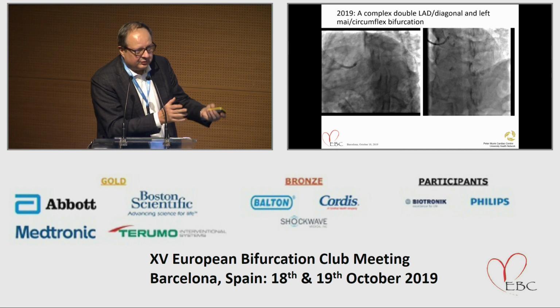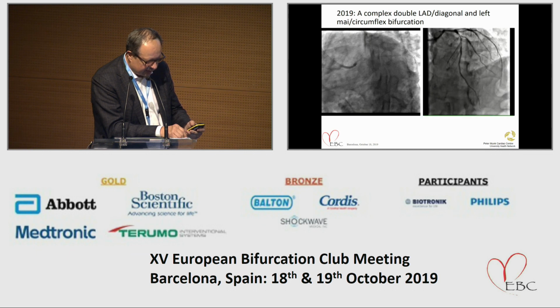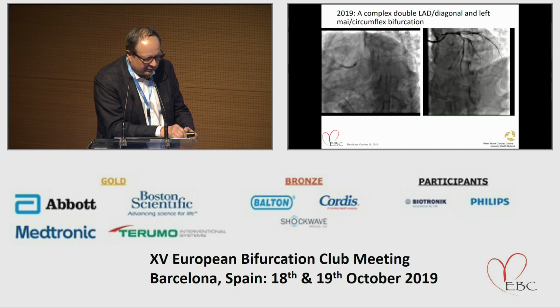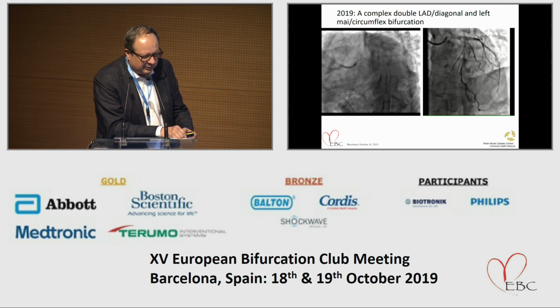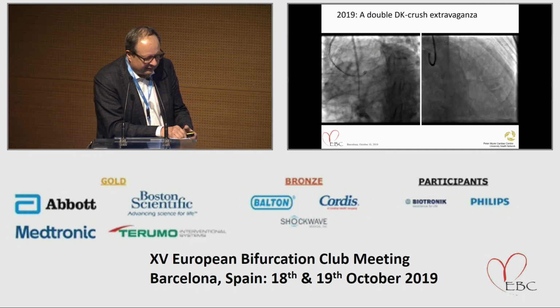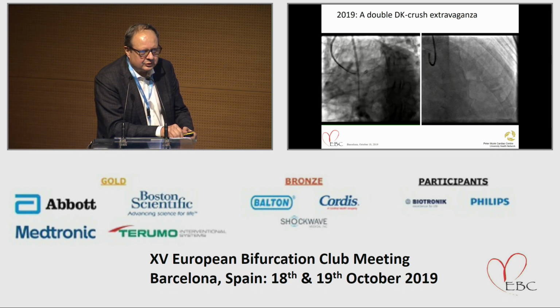This brings us to 2019, where we've done a lot of these procedures. For some reason, this is not, there we go. This is a complex 2 bifurcation lesion in a patient who's not a surgical candidate, who was brought to me for complex procedure. And so in 2019, if this ever works, we end up with a double DK crush procedure involving both the large LAD and large diagonal, as well as the left main and circumflex.